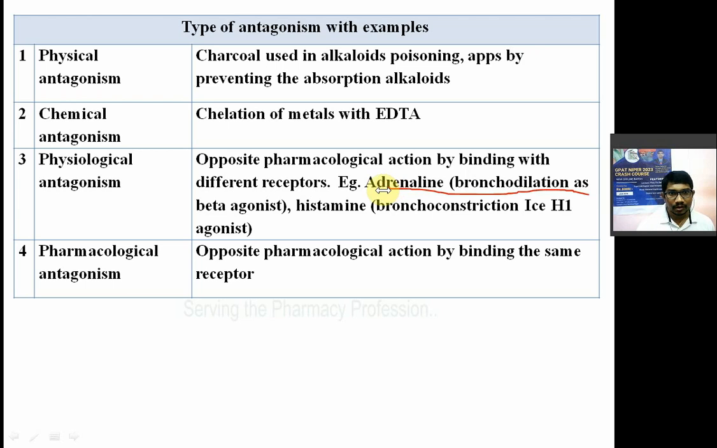Now another hormone is there known as histamine. It will produce a bronchoconstriction. So adrenaline will cause bronchodilation by acting on a beta receptor. इसके खुद के receptor है beta 1, beta 2, beta 3, alpha 1, alpha 2. So by acting on a beta 2 receptor, it will cause bronchodilation. But histamine by acting on a histamine 1 receptor will cause bronchoconstriction.